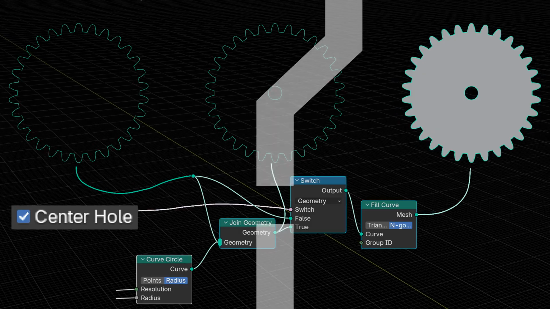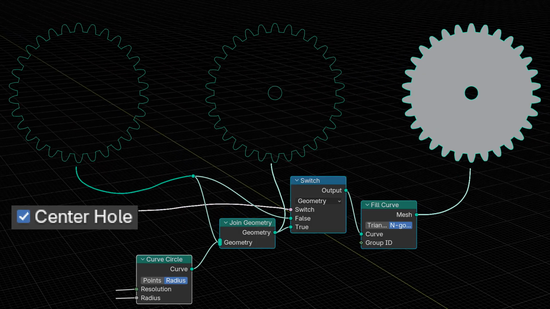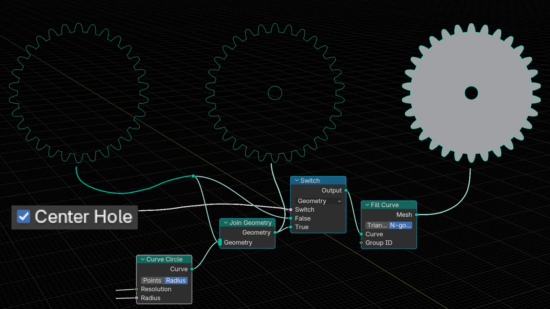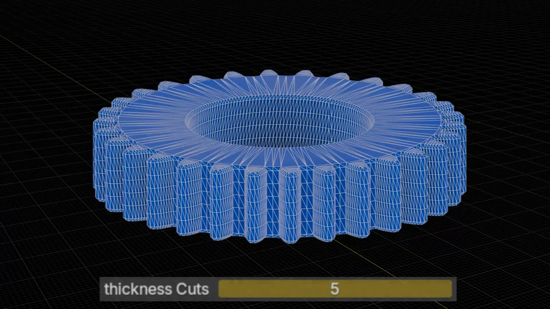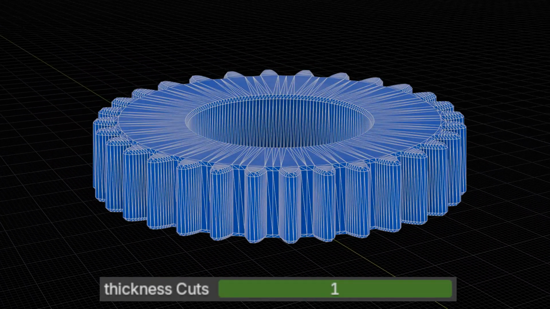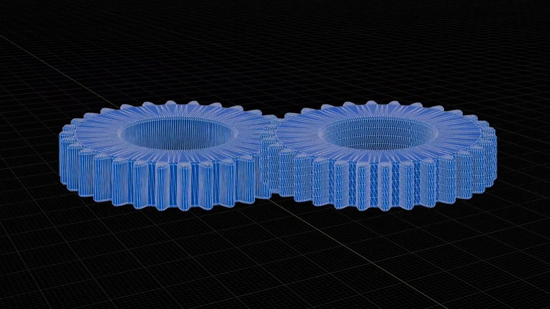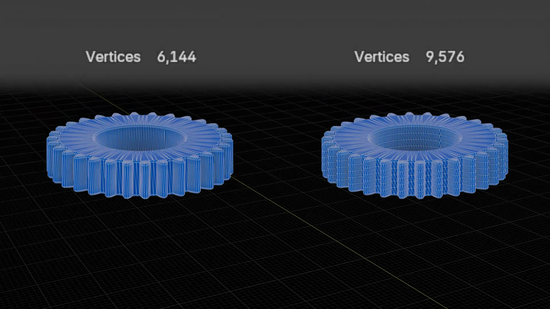The solution is to add a circle to my generated gear profile, then convert it to a curve and fill. And now we come to the part where it gets to the third dimension. A variable named thickness cuts sets the number of cuts along the Z-axis. For gears that have a 0-degree helix angle, it can be one cut only, if you care about performance in rendering.